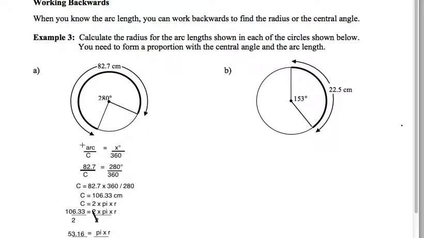All right, let's do it this way. Arc over circumference equals x over 360.